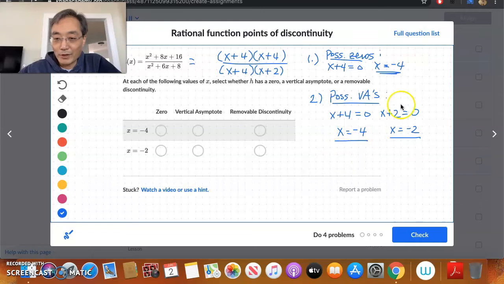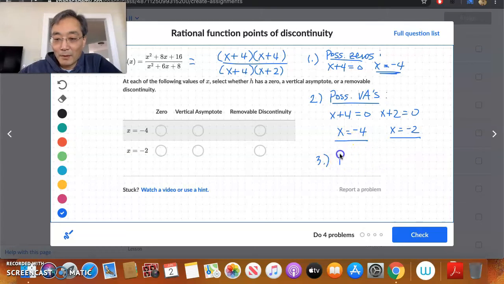Now I want you to look here. Didn't we just say we had a possible 0 at negative 4? Now we have a possible vertical asymptote at negative 4. Guess what? We now know that there are identical factors in here, right? So automatically it should ring a bell, saying, aha, those are going to cancel.